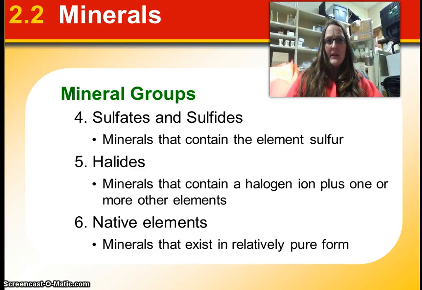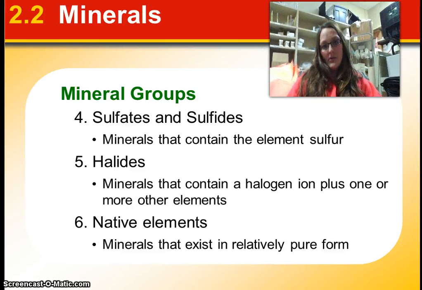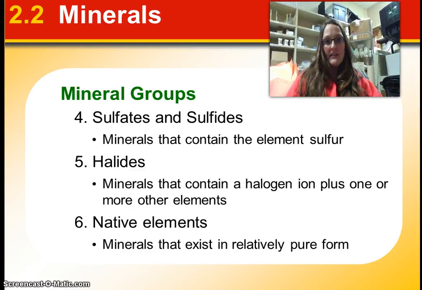If you find it in nature, it's really, really bright yellow, like highlighter yellow. And we're going to look at some rocks and minerals when I get back. So this is one of the most amazingly colored minerals. Minerals are typically very colorful, whereas some rocks are not. So that's another difference. 5 are halides.